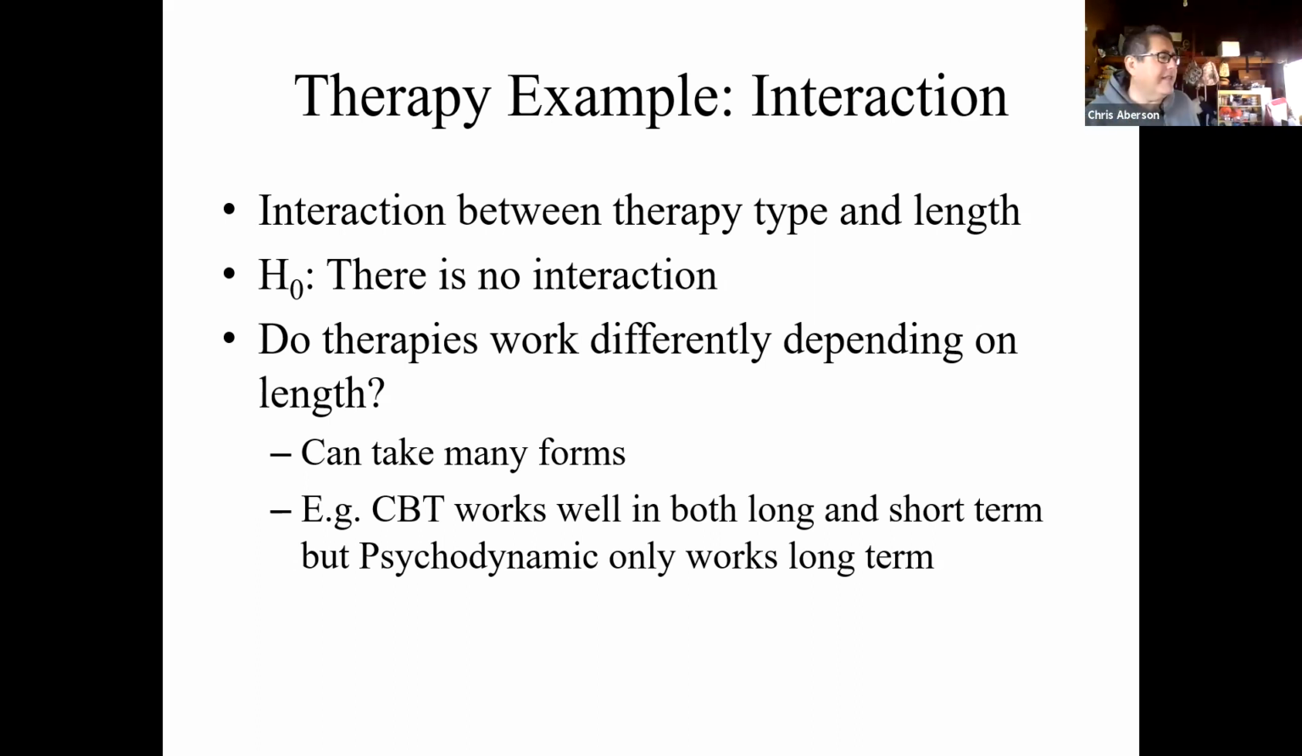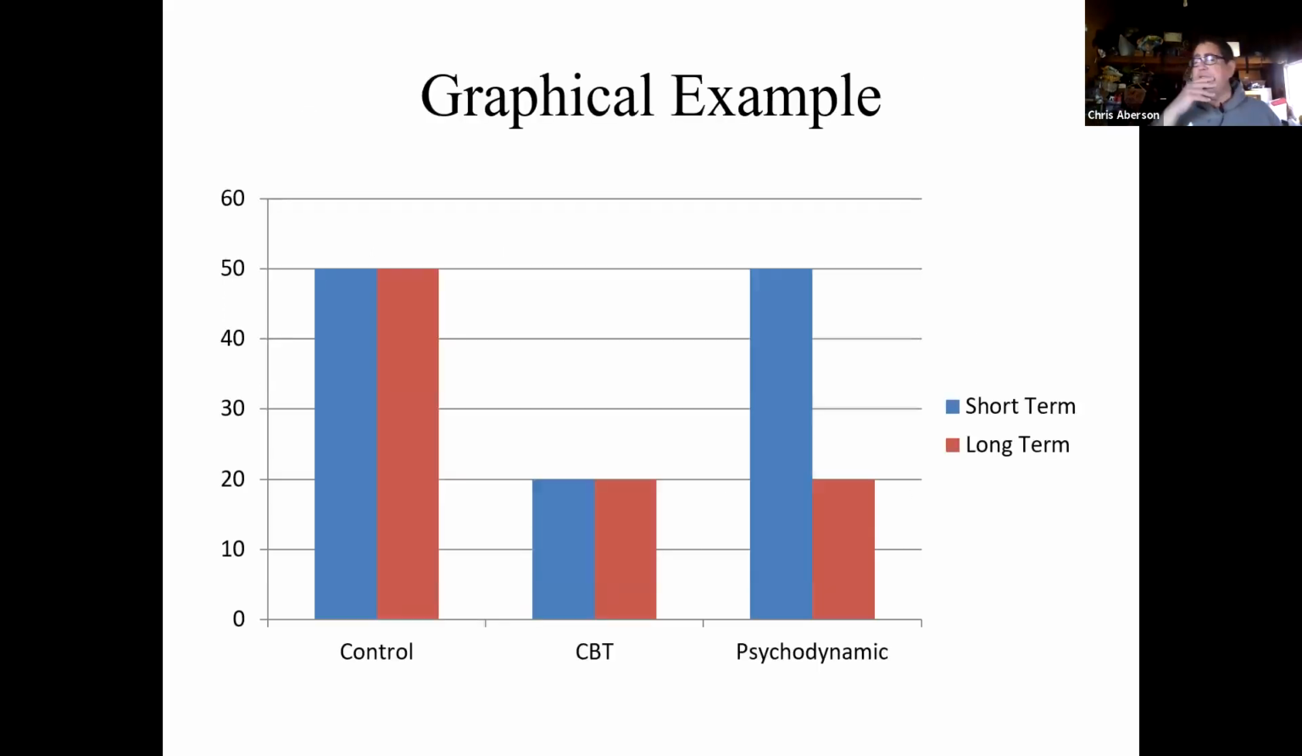For example, we might see the case where cognitive behavioral therapy works well both long and short term, but psychodynamic only works if it's long term. Here's a graphical example of this. You can see we've got a control group who have more symptoms. The cognitive behavioral group seems to be doing well in both short term and long term.